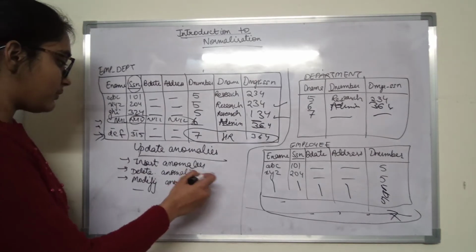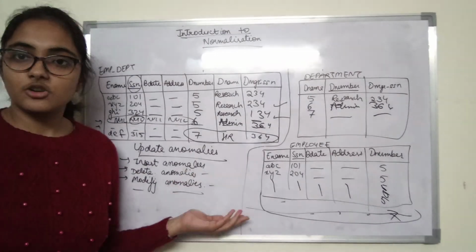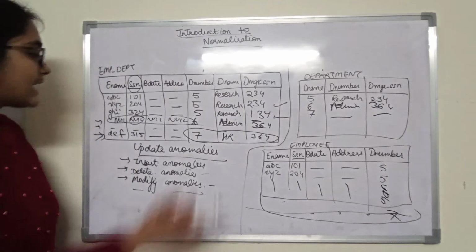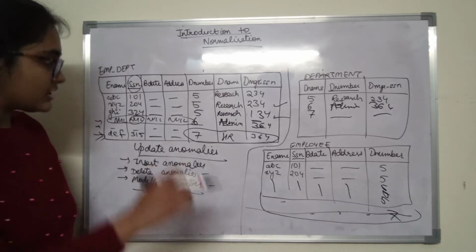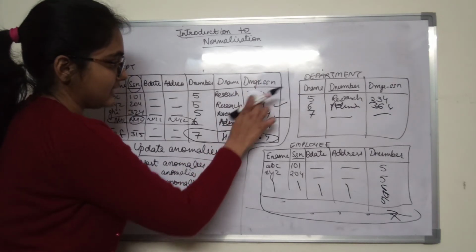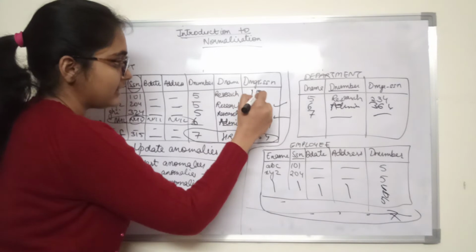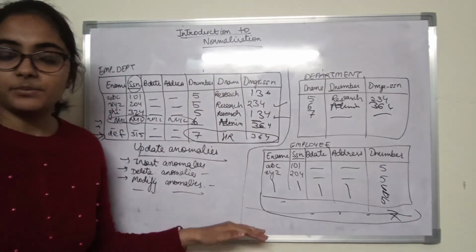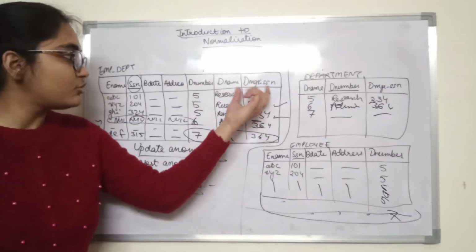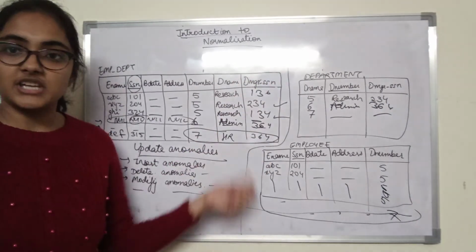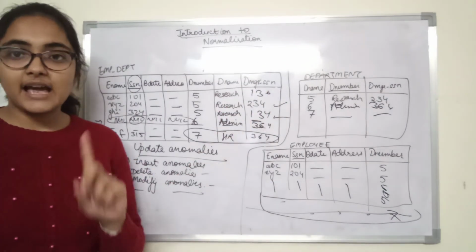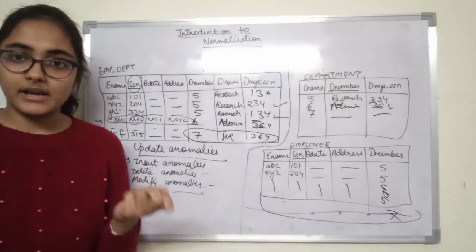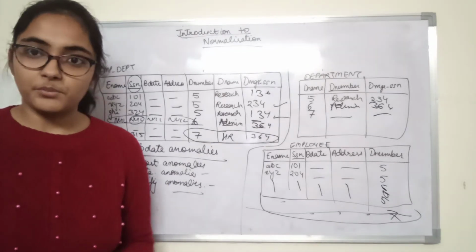Now let us talk about modification anomalies. In modification anomalies, we face the same kind of problem that we faced with insertion anomalies, right? Let us say I want to change the value of DMGR SSN for the research department to 136. For all the employee tuples that work for department number 5, I have to find them and change the value of DMGR SSN to 136. In case I miss even one tuple, what will happen? Again, the data becomes inconsistent, right? So inconsistency is a big problem here.